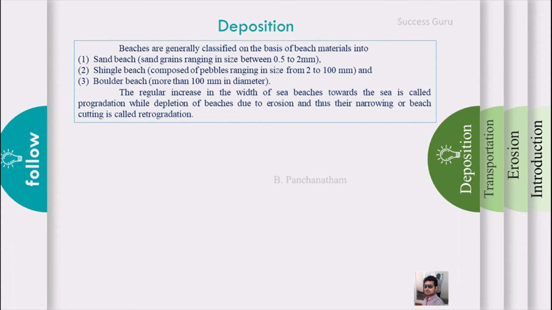So the beaches are generally classified on the basis of their beach materials as sand beach, shingle beach and boulder beach. We already saw the images of the three earlier. The regular increase in the width of the sea beach towards the sea is called progradation, while the depletion of the beach due to erosion and thus the narrowing of the beach is called retrogradation.